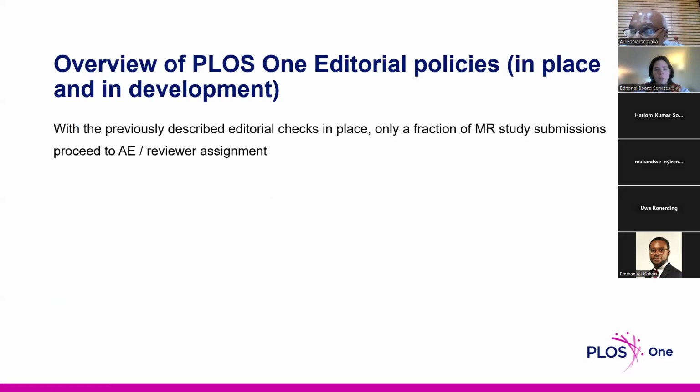So with the policies that we've already explained, checking for the STROBE-MR checklist and the basic methodology, only a fraction of the submissions that we get actually proceeds to our academic editors. Which is something that we're quite happy about, because when we were being flooded with so many submissions, we fully understand that our academic editors and also our reviewers do struggle with handling that amount of studies. But having narrowed it down to only submissions that appear to already have better quality, we have already been able to reduce the number of MR studies that proceed to assignment.